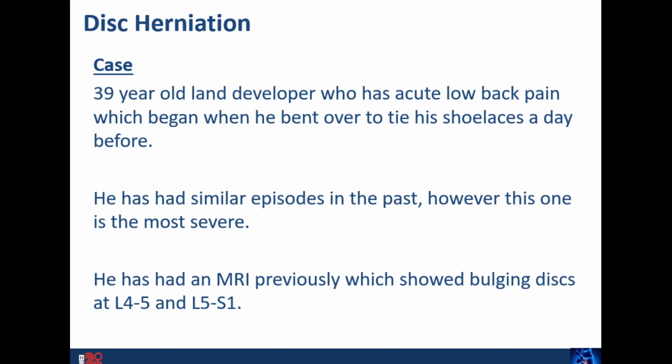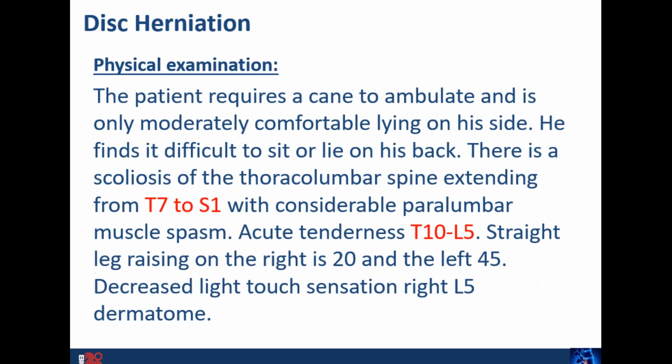The first case is a 39-year-old land developer. He presented with acute low back pain and leg pain. He'd had similar episodes in the past. However, this particular one was the most severe of these episodes. He has had MRIs in the past. It had showed some bulging discs around that L4, L5, L5-S1 area. The patient himself, at that time, required a cane when he came in for his initial assessment.